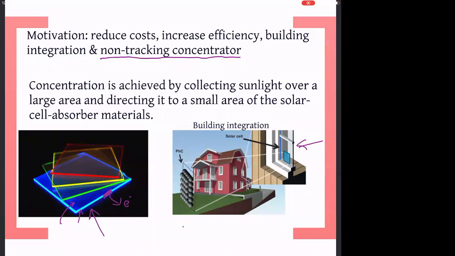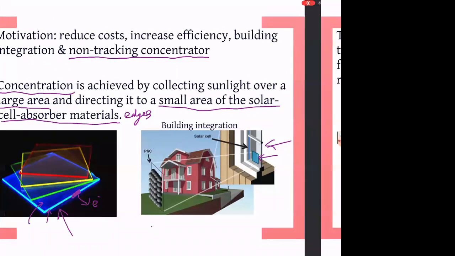You can have a little portion, for example, integrated into the window of a home, and it doesn't track the sun, but some of this light is actually absorbed by these molecules, and they can be re-emitted into the glass and then collected in a solar cell to generate very low amounts of electricity. Again, just to reiterate, concentration is achieved by collecting the sunlight over a large area, which is the window, and directing it to a small area of the solar cell absorbing materials, which is at the edges.